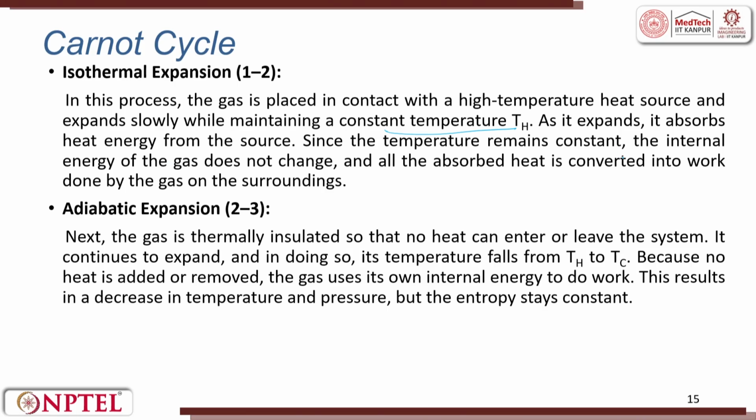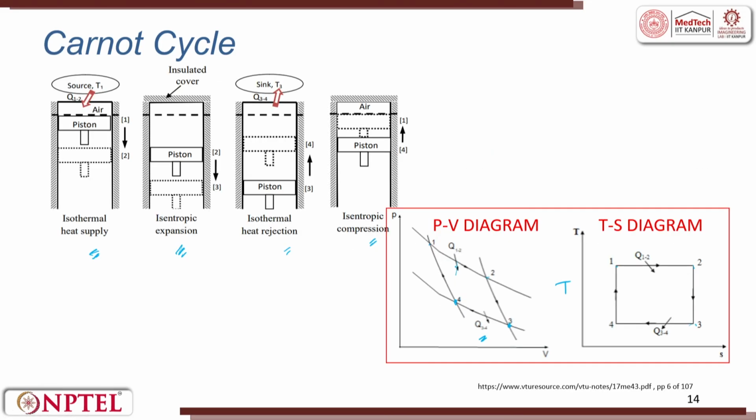Since the temperature remains constant, the internal energy of the gas does not change and all the absorbed heat is converted into work done by the gas on the surroundings. The internal energy of the gas does not change, and all the absorbed heat is converted into work. So, that happens during isothermal expansion. 1 to 2, heat is in.